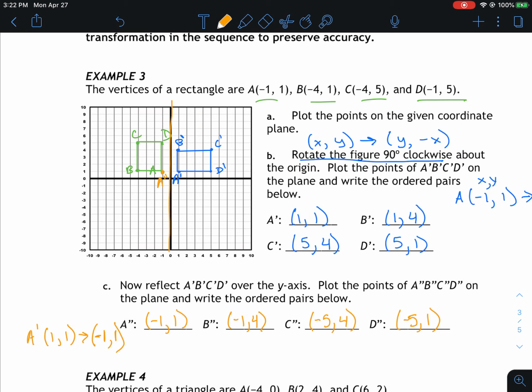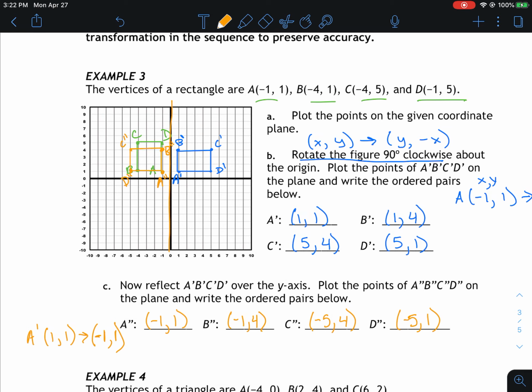For letter A, it actually ends up being the exact same thing. Then for letter B, it is at -1, +4, so that goes right here. Letter C is at -5, +4. And letter D is down here at -5, +1. All right, so I'm going to connect them. Like I said, it does go on top of that original green one, but notice that it did change its orientation.